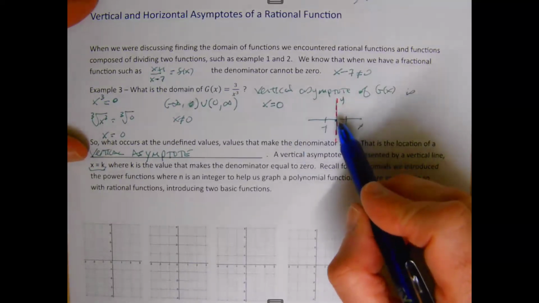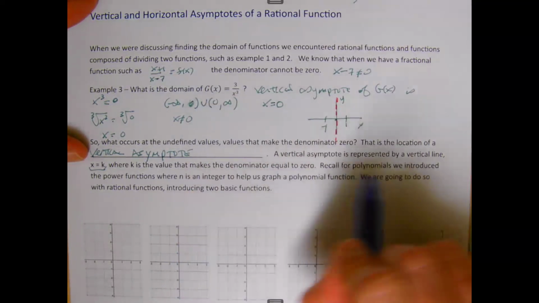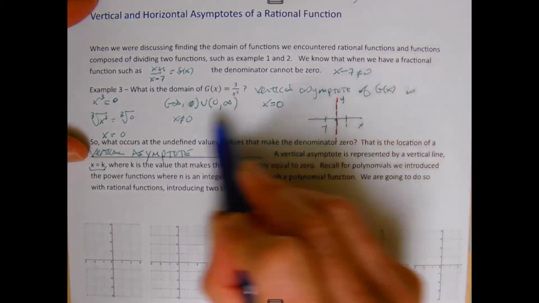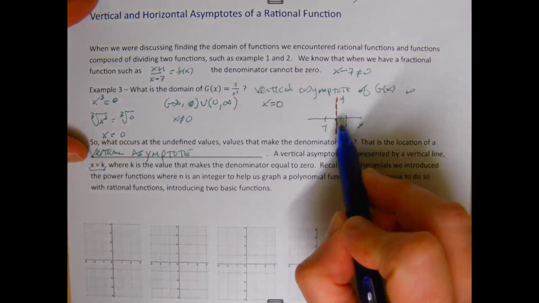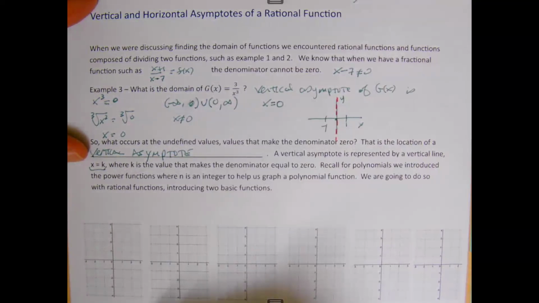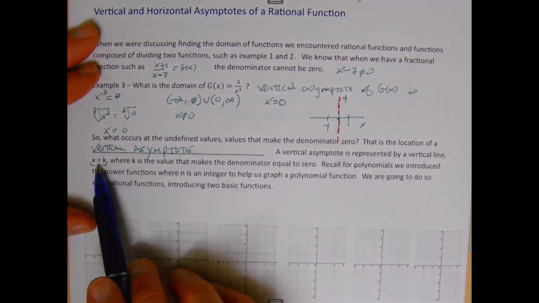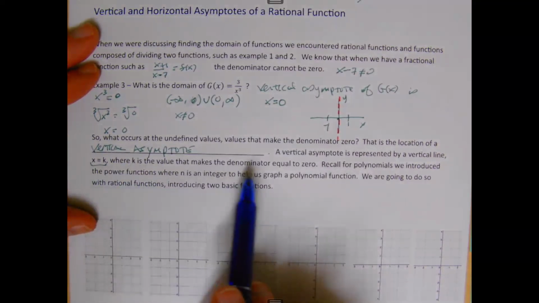Okay, so it's a boundary where this function cannot cross. So again, when we look at the domain, it goes from negative infinity to 0. It stops dead cold here, and then 0 to infinity, and it cannot cross this vertical asymptote. Again, now where x equals k, where k is the value that makes the denominator equal to 0.